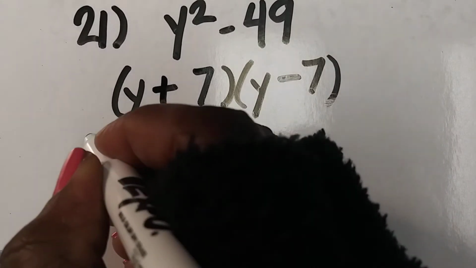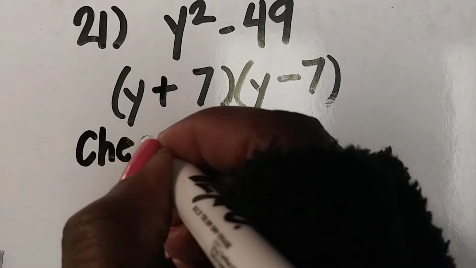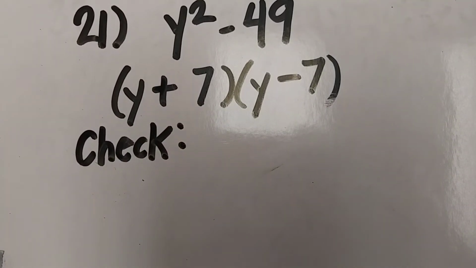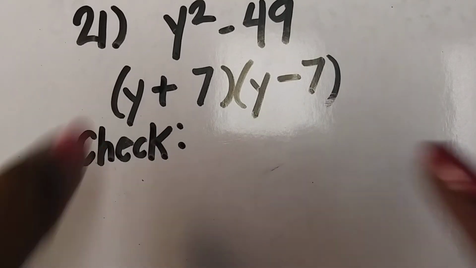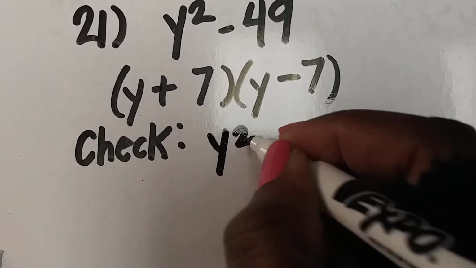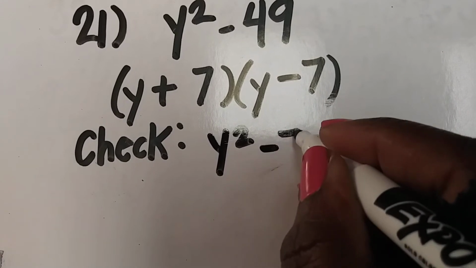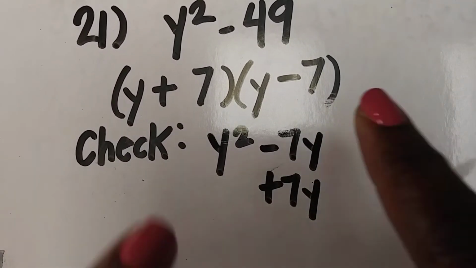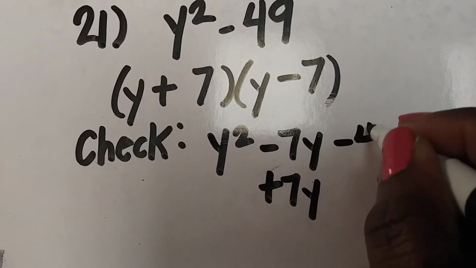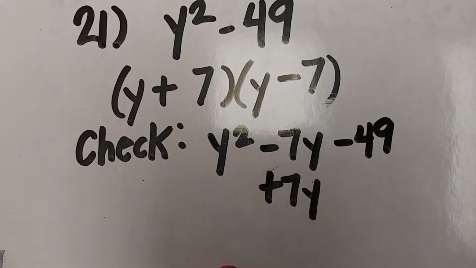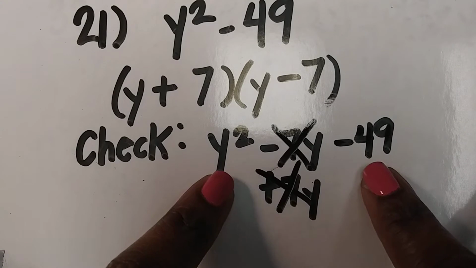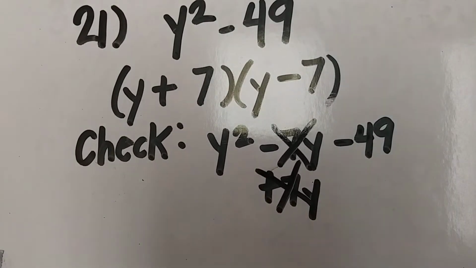Now let's check our work to see if my math is even right. I can check this by using the box method or using FOIL. If I use FOIL, I'm going to say first. I'm going to say outside. I'm going to say inside. And I'm going to say last. What happens to those inside terms, the outside, inside? They equal 0. And I'm left with my original problem, y squared minus 49.